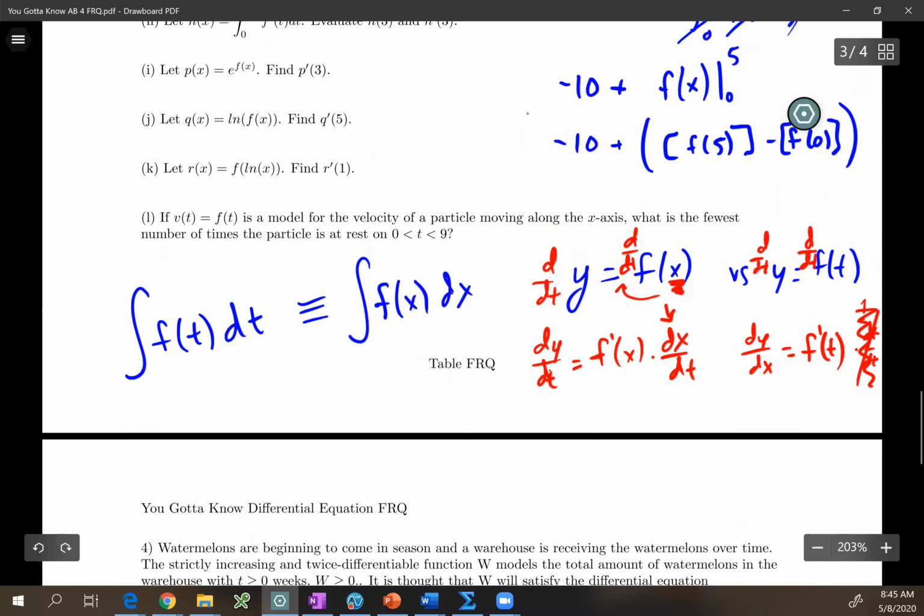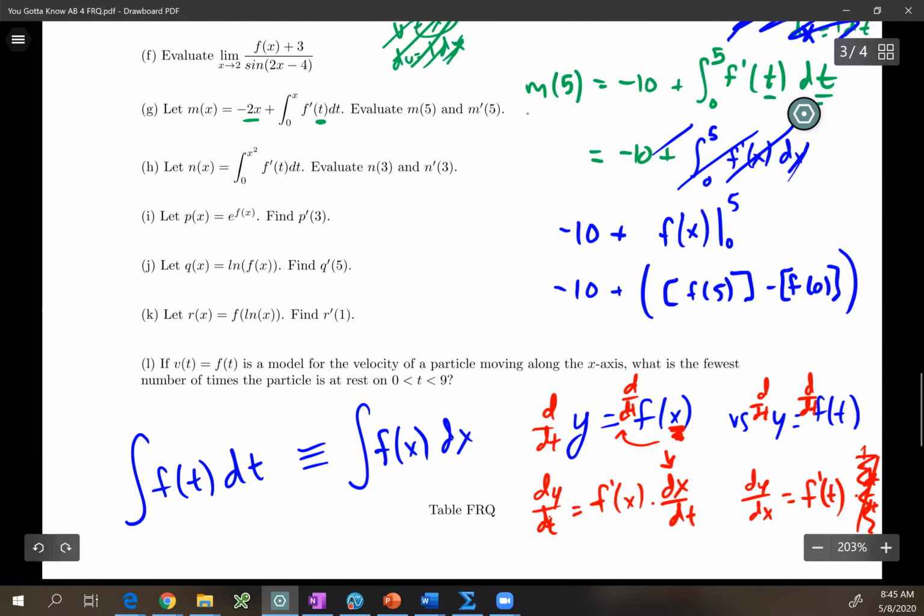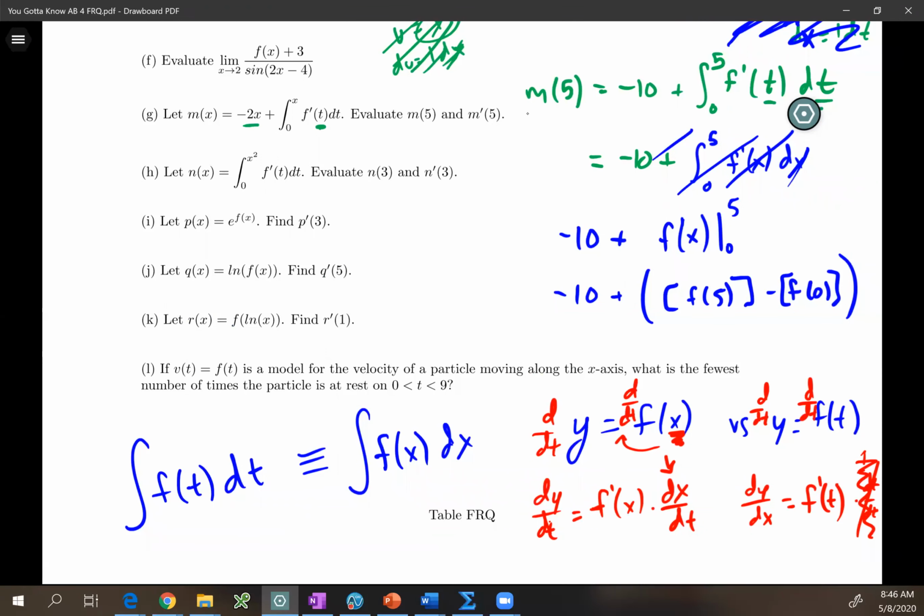So you know how you were going over when it's f prime of t from 0 to x, and you technically sub in x for that? What if it's x squared? We would multiply, so it'd be f of x squared times 2x.